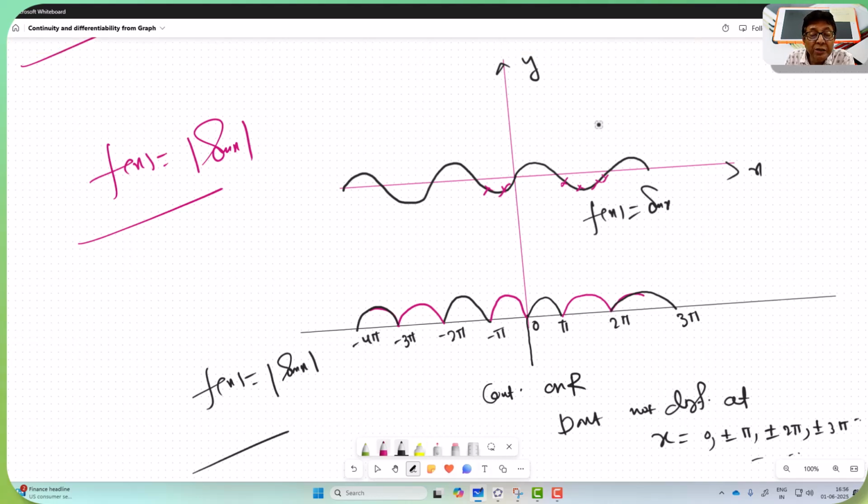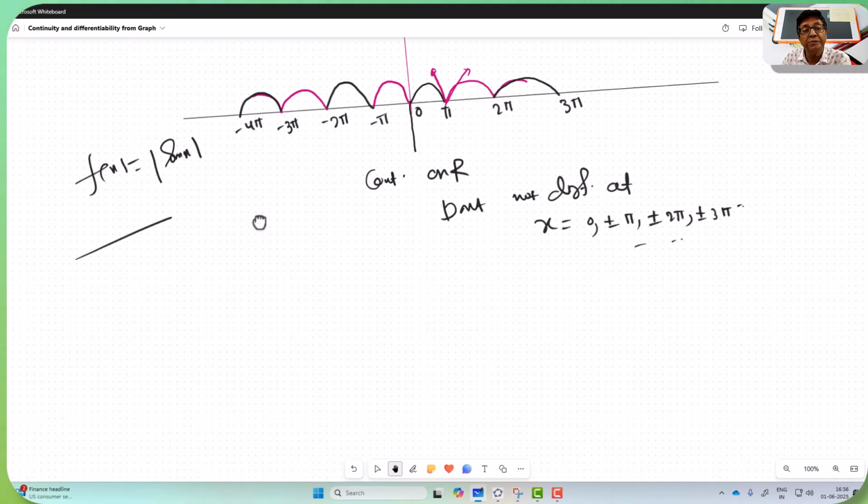Why? Because there won't be a unique tangent over there. There are 2 tangents at x equal to pi. So this function is not differentiable at those points. Mod sin x is not differentiable there. What about mod cos x?